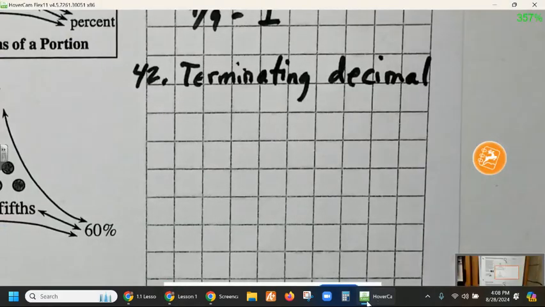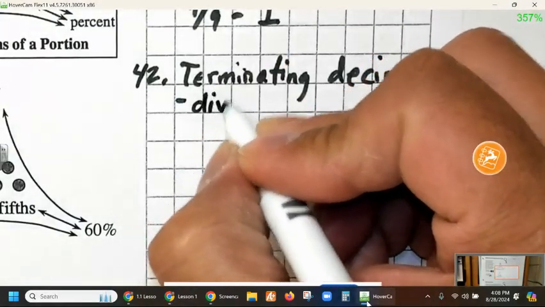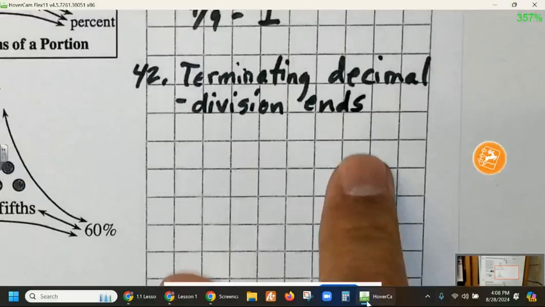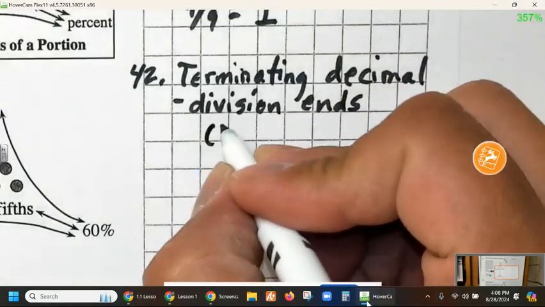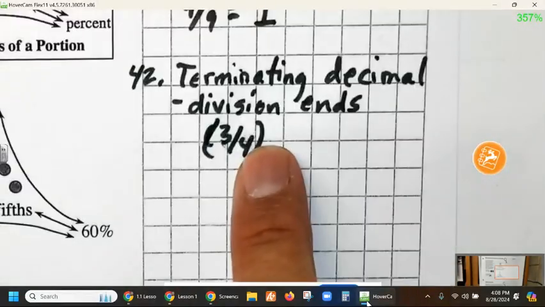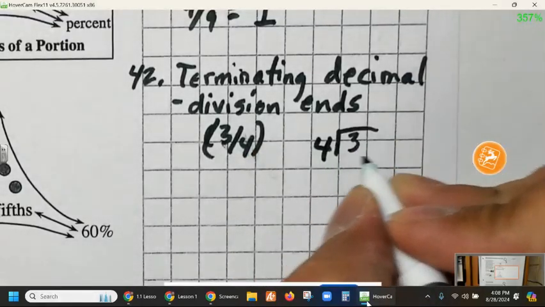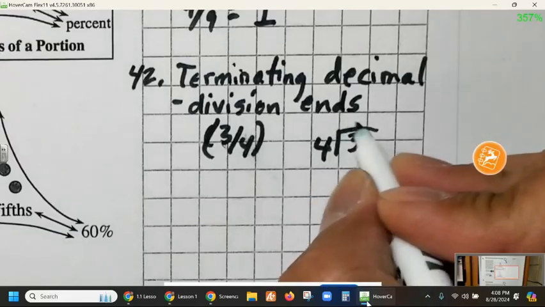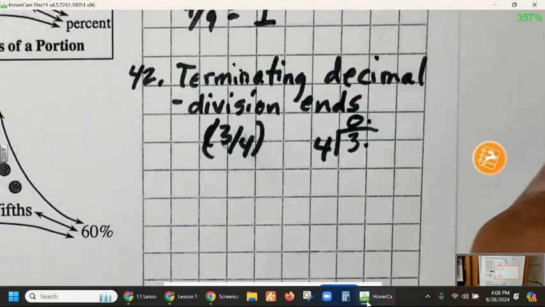Okay, so let's take 3/4 as an example. When we are done dividing, that means that division has ended. So once the division ends, we know we have a terminating decimal. Let's divide 3 divided by 4. Remember, the dividend goes inside, the divisor goes outside. So we figure out how many 4s are in 3. This is the algorithm that we learned when we learned how to divide longhand.